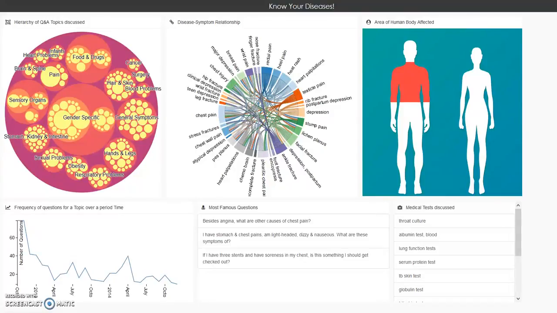Hello, today I will introduce you to our intelligent visual analytics system called Know Your Diseases. It is an intelligent visual analytics system designed to understand the content that is discussed on the WebMD forum. WebMD forum provides users with all the information related to health and medicine. People have the ability to ask questions related to their health problems and get answers from experts and community members.